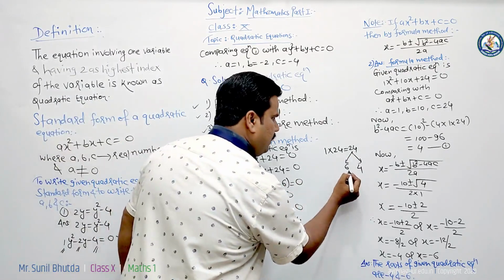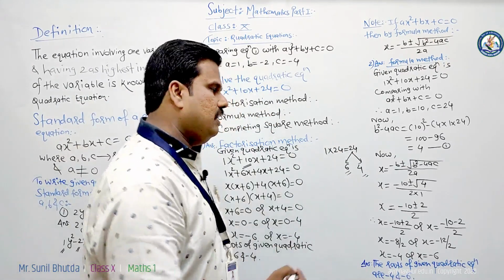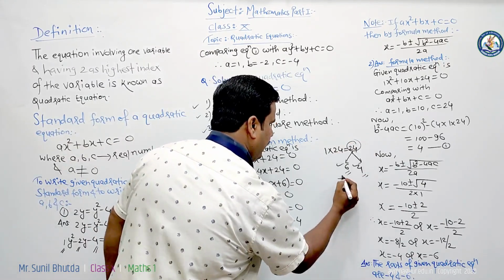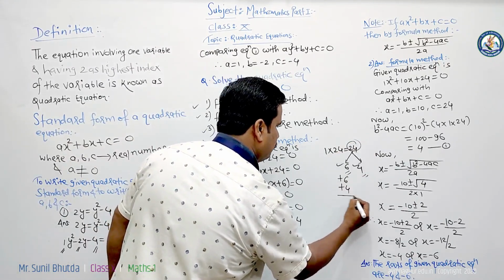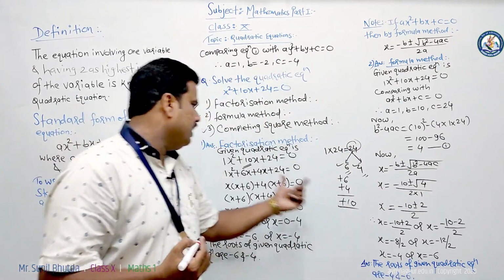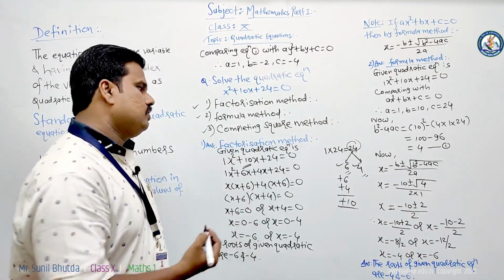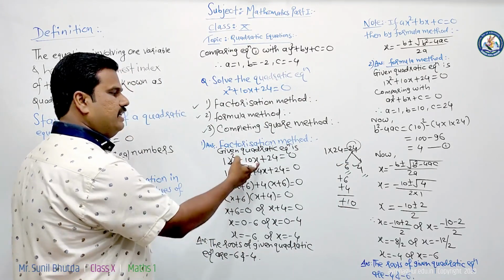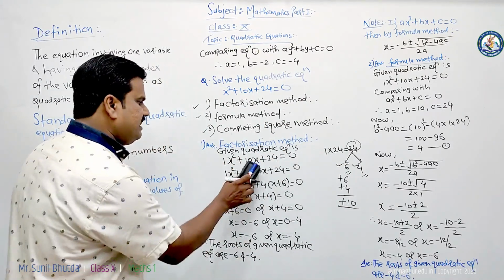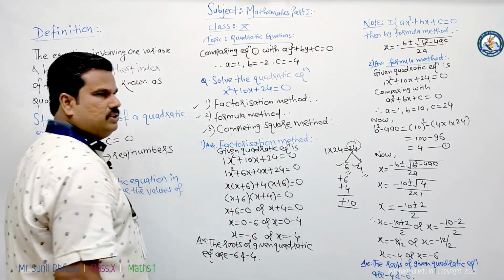The two required factors are 6 and 4, because 6 into 4 will give 24 and plus 6 and plus 4 will give plus 10, and this is our middle term. This is the coefficient of x. So I can write the given quadratic equation as 1x square plus 6x plus 4x plus 24 equal to 0.